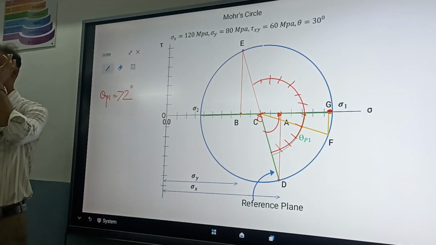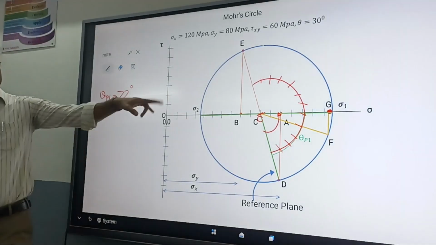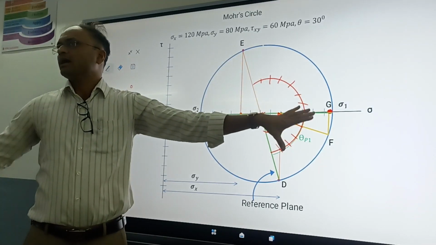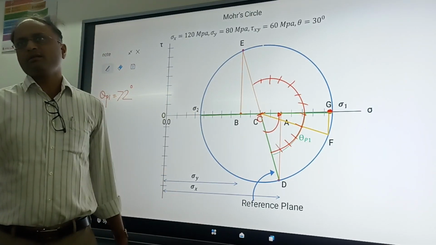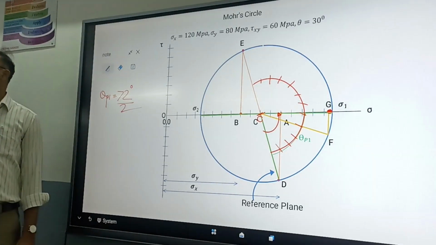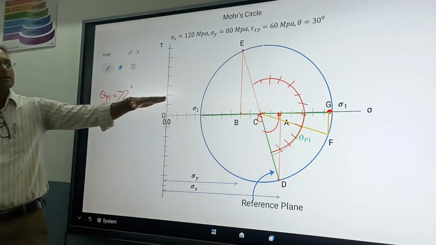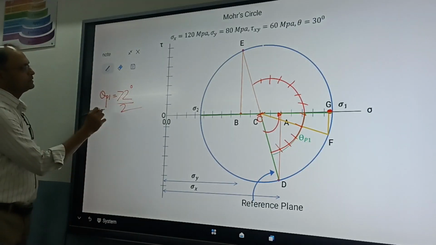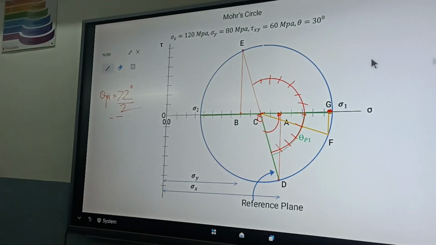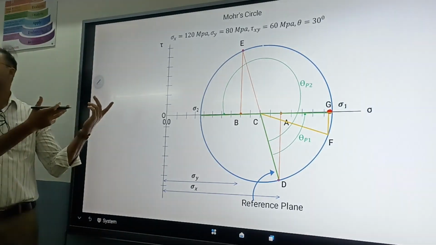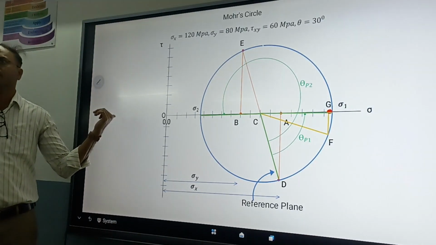The angle is 71 on average, but the angle here is double. Angles in the Mohr circle are always double. So what will the actual angle be? Divide by 2, but it is on the negative side. Positive x is measured, and on the below side we take it as negative, that is why it is minus 36. What was the value analytically obtained? Minus 35 analytically, minus 36 graphically, that is okay.